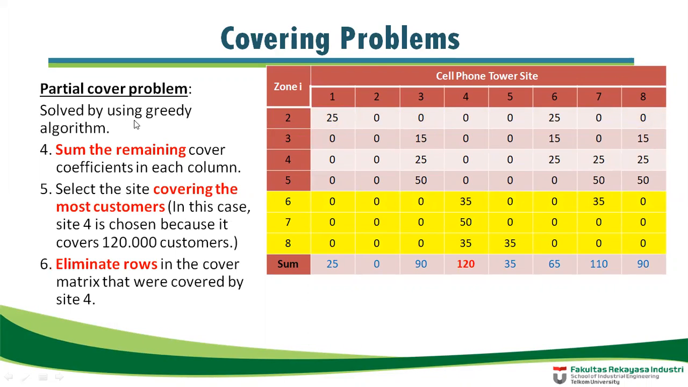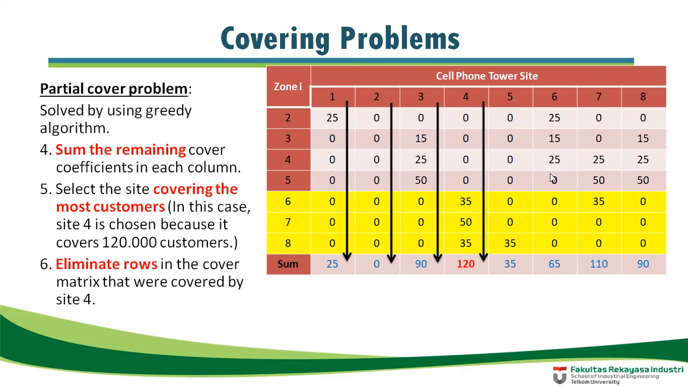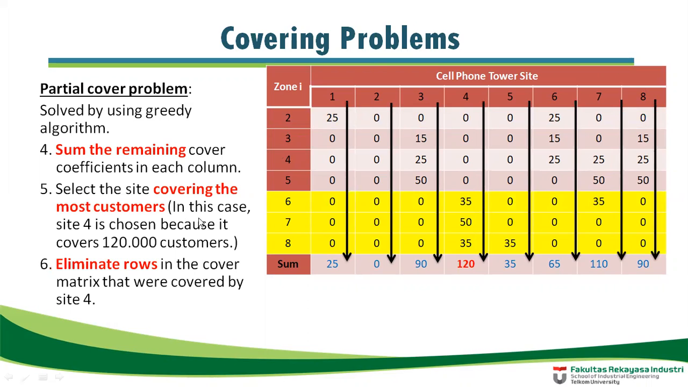And just repeat the greedy algorithm by summing the remaining capacity numbers and doing the same action for each tower up to tower number 8, until everything is calculated. Then do a similar action, finding the largest number, which represents the tower that could serve many customers. And after that, just eliminate the rows that have a strong connection with tower number 4, which are 8, 7, and 6. So we can eliminate those rows.